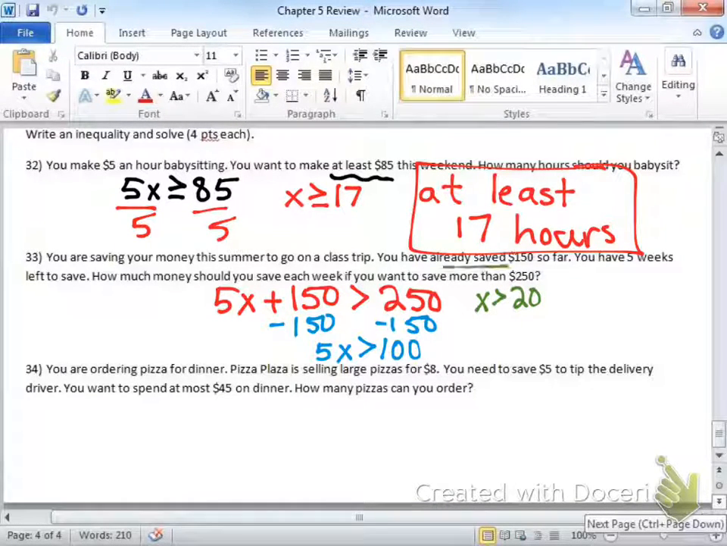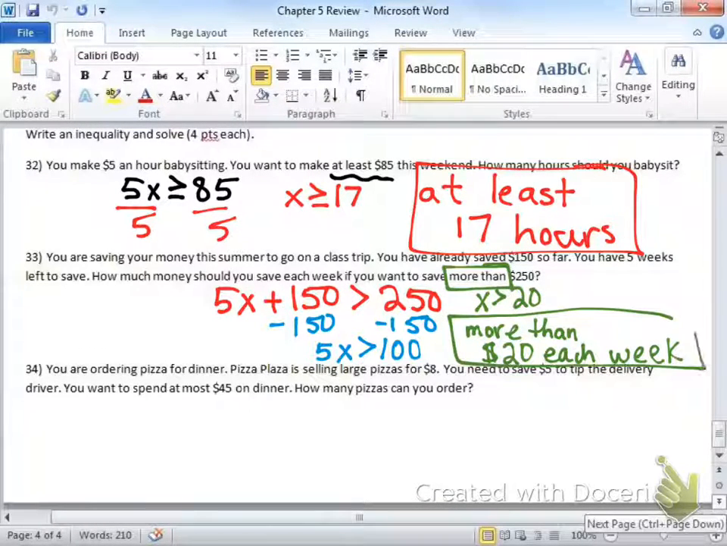Change it back to words using the same wording, so more than $20 each week. If you put more than $20 and left out the week part, I'd be fine with that. What about saving? Yeah, that'd be fine. More than $20 saved, that would work. The key words I'll be looking for are the more than. I want you to take those inequality words and use them again.